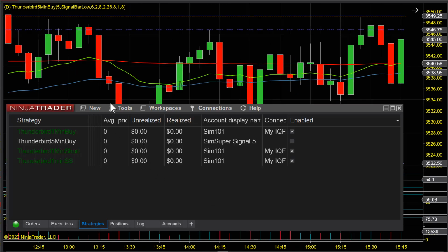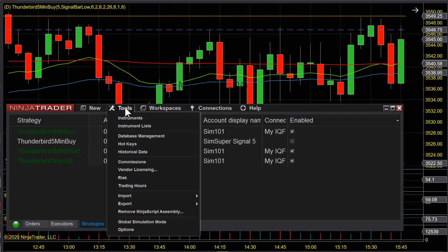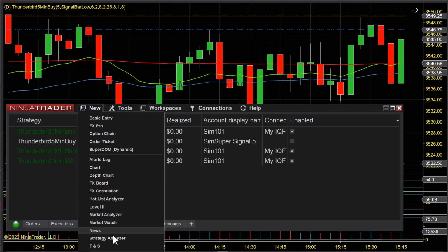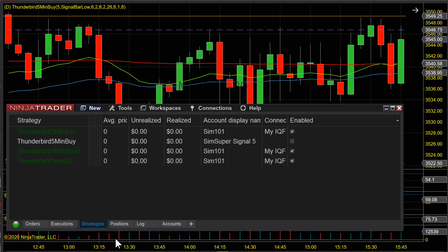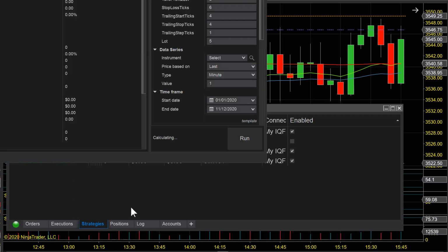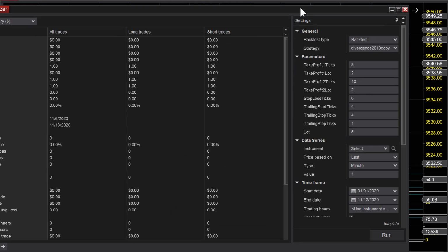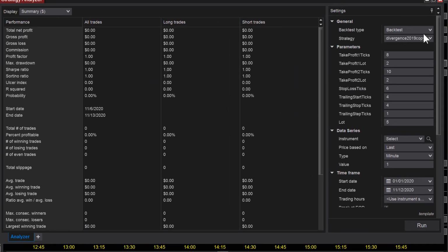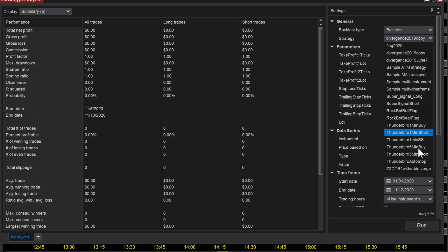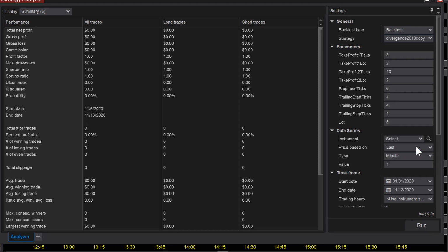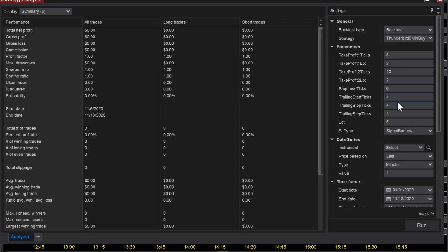All right, what we're going to do is go to Tools here, New, and go to Strategy Analyzer. Strategy Analyzer is going to come up, and let me move it over here so we can see it. I'm going to pull down the 5 minute buy signal here, and it's defaulted in for these numbers.